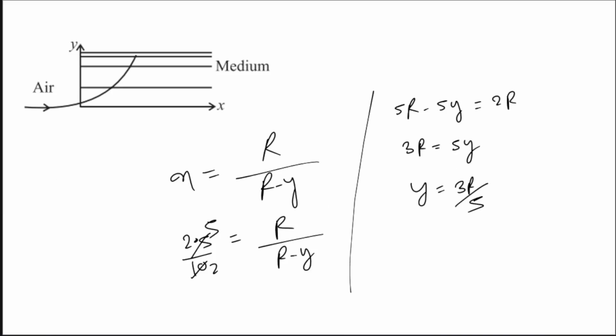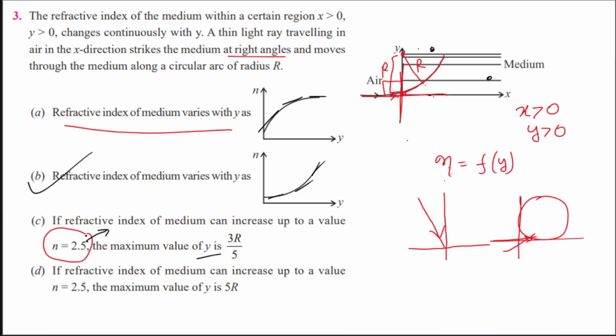So let us check the option. Will it be correct? Yeah, 3R by 5. If the refractive index of the medium increases up to this value, then the maximum value of y is this. So we have got the answer.